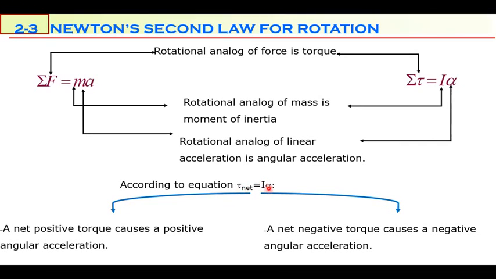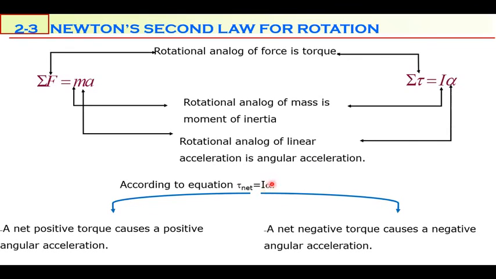Torque and alpha are directly proportional. If you produce more torque, objects rotate with a greater acceleration. If you produce less torque, objects start rotating with smaller angular acceleration. But their signs are the same. If torque is positive, angular acceleration becomes positive. If torque is negative, angular acceleration becomes negative. If torque is zero, angular acceleration is zero, as I said, because I is a scalar quantity, a constant. So this equation is known as Newton's second law for rotation.